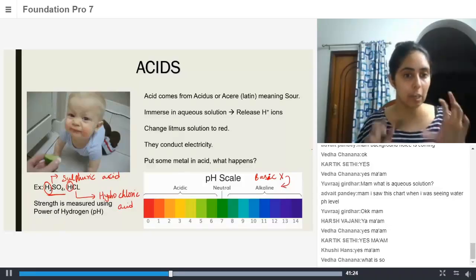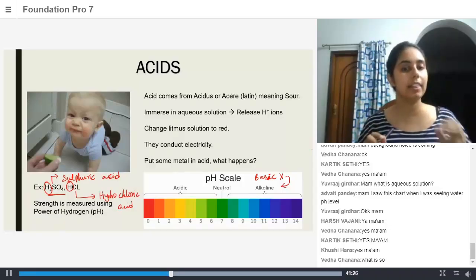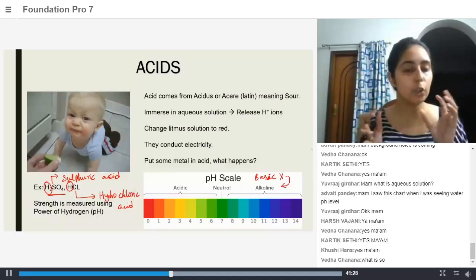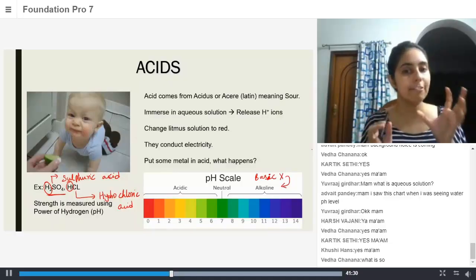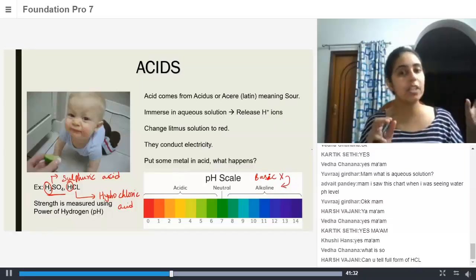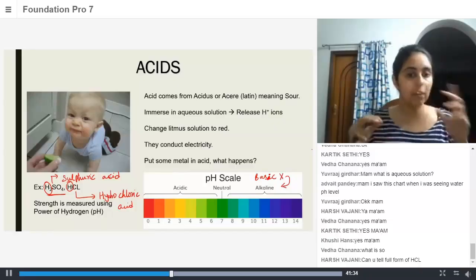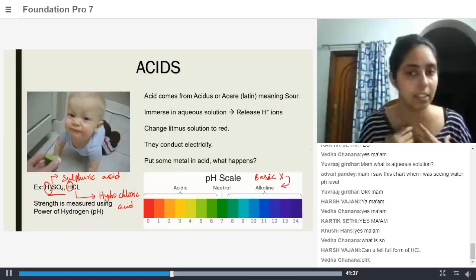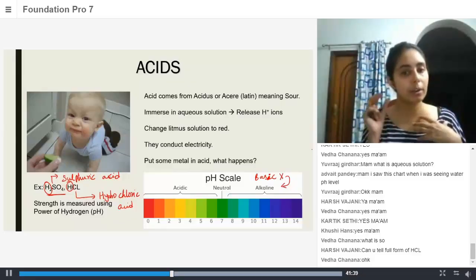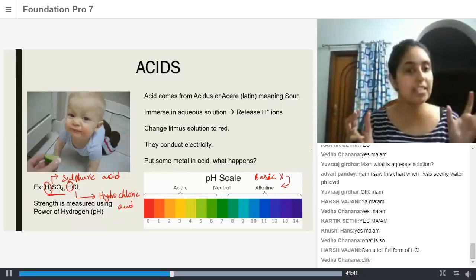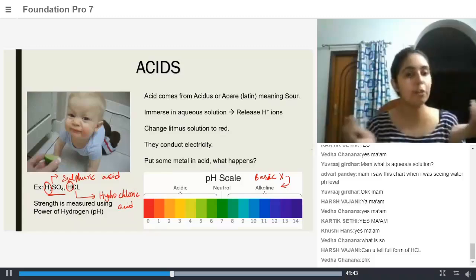SO is sulfur and oxygen, and that molecule, SO4 2 minus, is a sulfate ion. So when it reacts with hydrogen, it forms sulfuric acid. Okay. So when the SO4 2 minus ion reacts with H plus ions, it forms sulfuric acid.